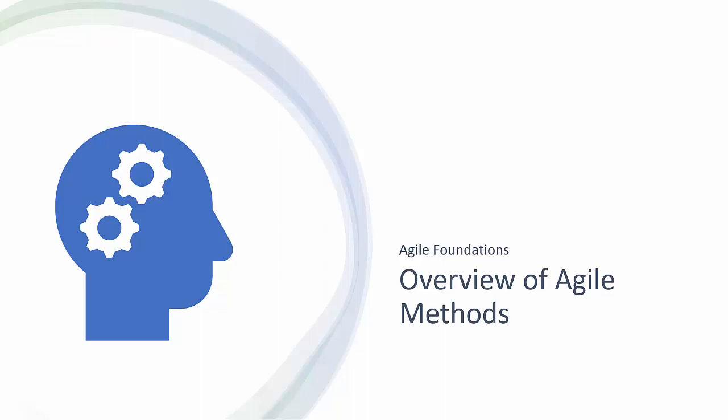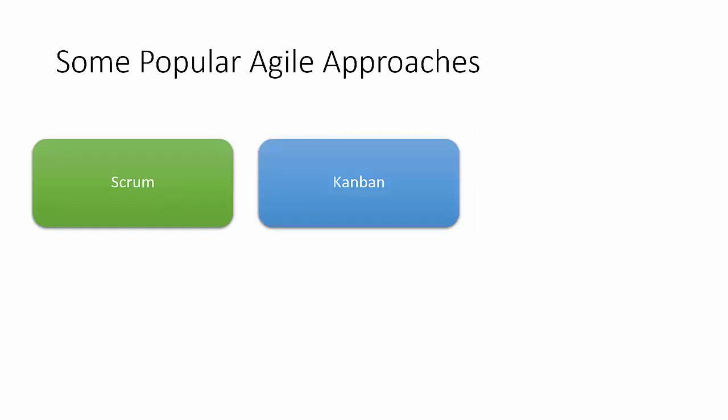A little overview of the agile methods. What type of methods exist? By far the most well-known, of course, is Scrum. Kanban is another very well-known approach which derives from manufacturing as well as Lean, for example, and also a very interesting approach.